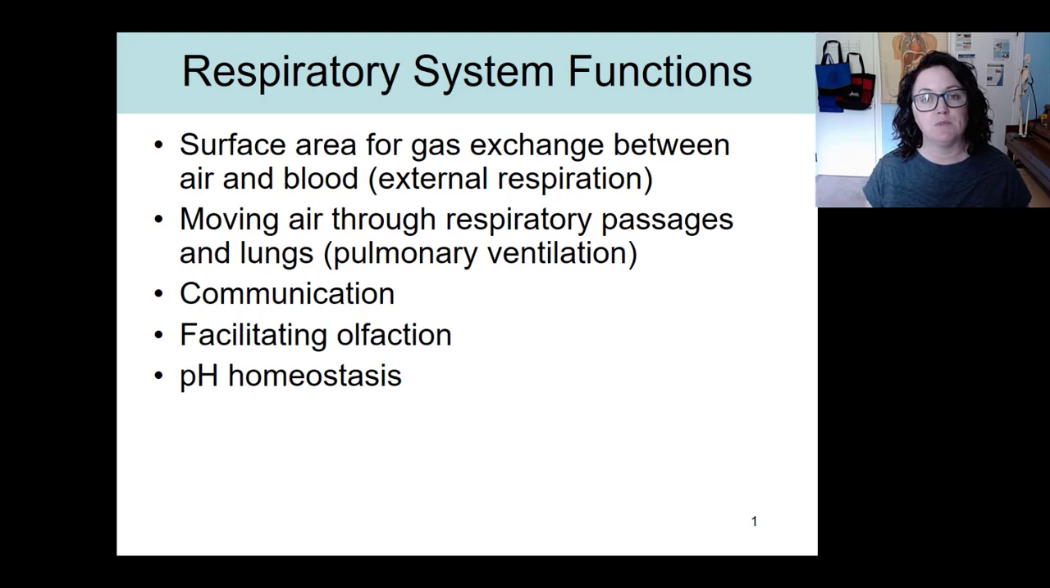The respiratory system is also involved with pH homeostasis. And this one's a little bit complicated. We'll spend a lot of time talking about this, but actually the respiratory system, by getting rid of carbon dioxide, is actually able to get rid of acids from the body.